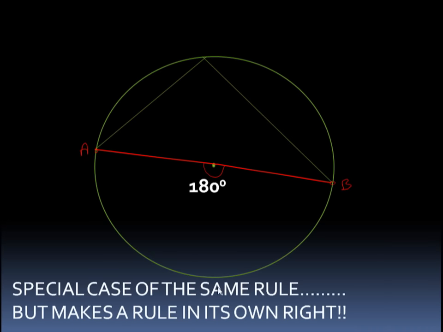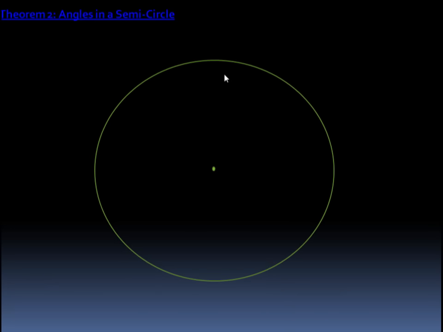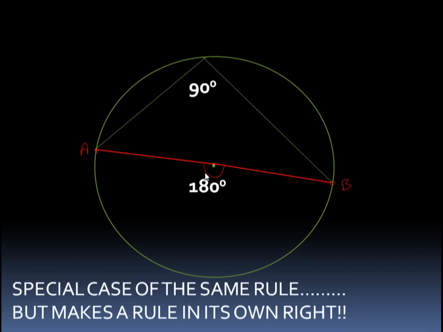This is a special case of the same rule we have been looking at all along, but it makes a rule in its own right. Yes, this angle is 180 degrees. If this is an angle, we're looking at its leg here standing at point A, and the next leg here standing on point B. Do we have another angle standing on the same points A and B? Yes, it is this angle right there, and it's 90 degrees. So the angle at the center, 180 degrees, is twice the angle at the circumference. So this must be 90.